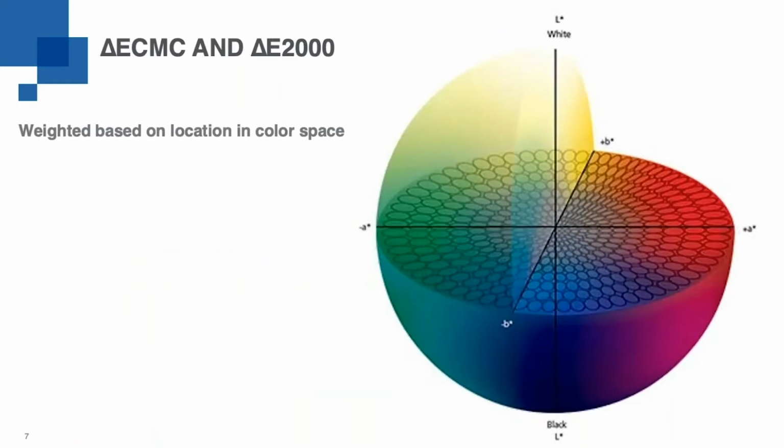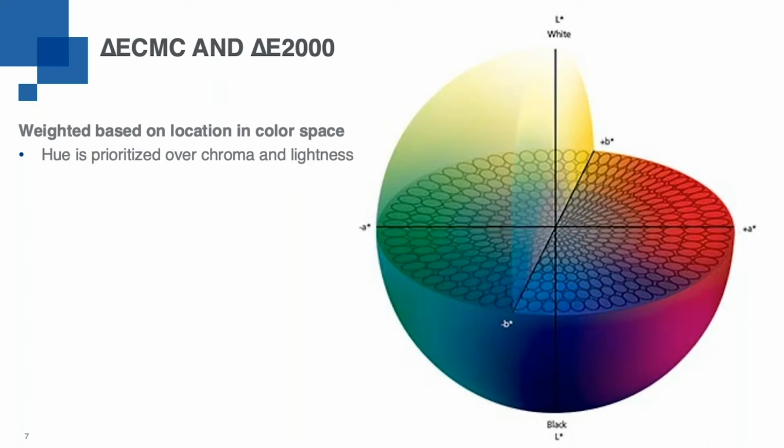Now, these two weighted methods work like this. First of all, they're weighted based on their location in color space. The hue is prioritized, so we create these ellipsoids here. Hue is much more important than the chroma or the lightness.